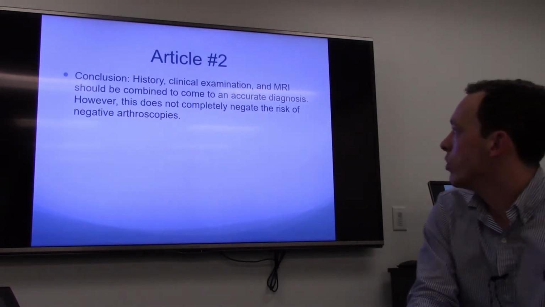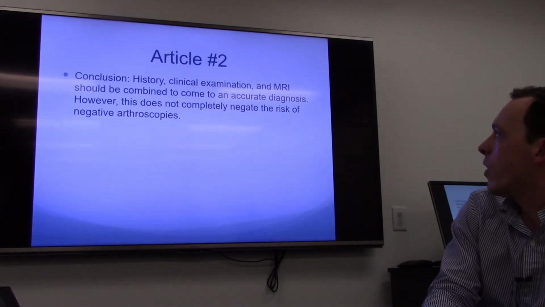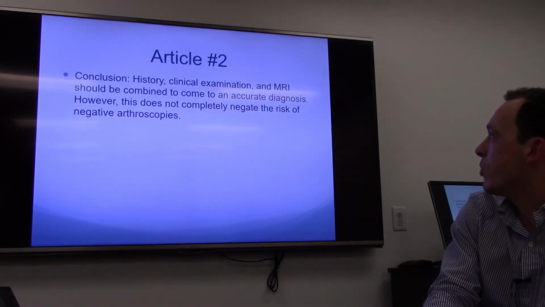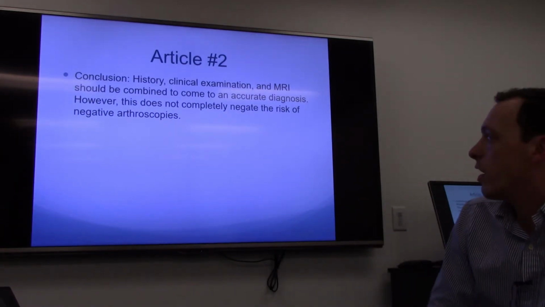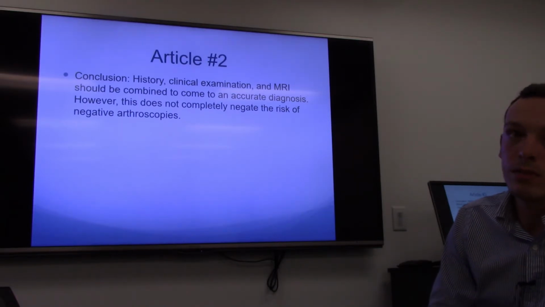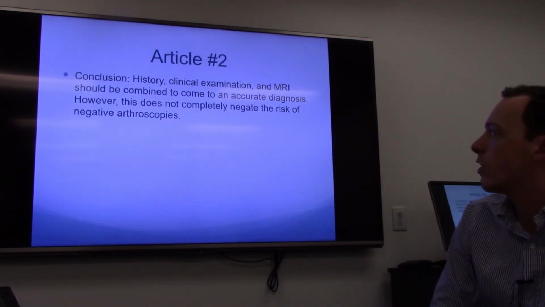So they went on to conclude that history, clinical examination, and MRI should be combined to come up with an accurate diagnosis, but it doesn't negate the risk of negative arthroscopy. So they still had around 25% of the arthroscopies they did were negative. They didn't find any evidence of meniscal tear on arthroscopy, so that was pretty surprising.